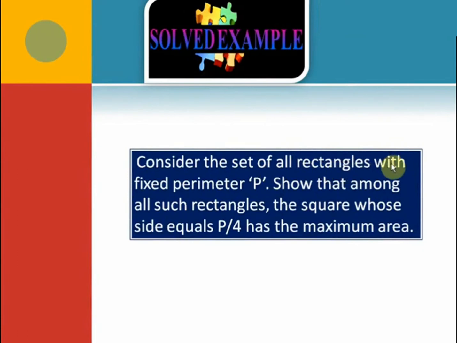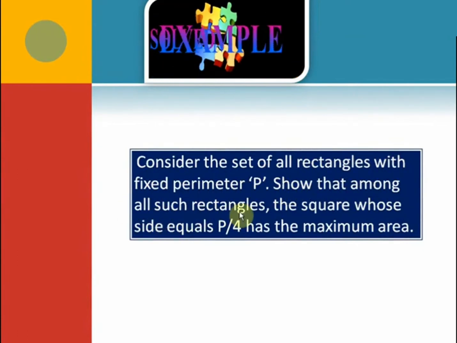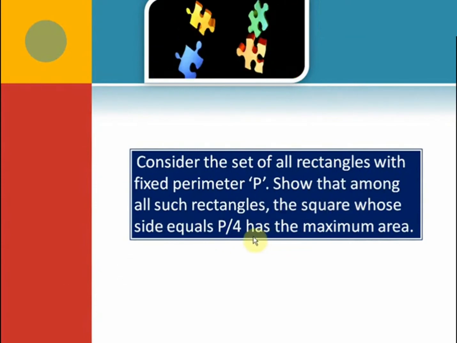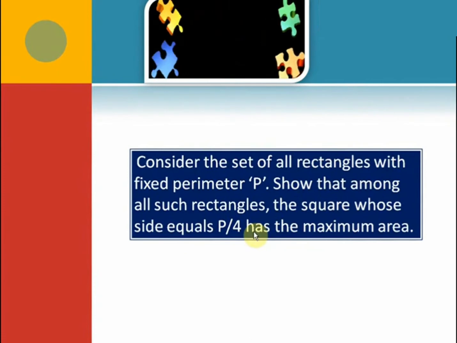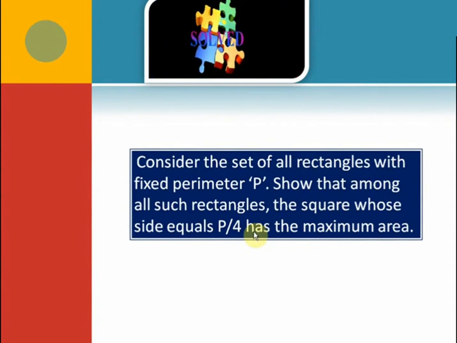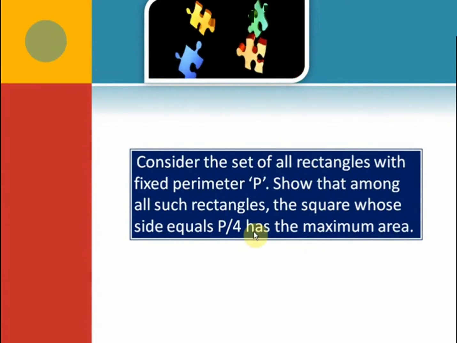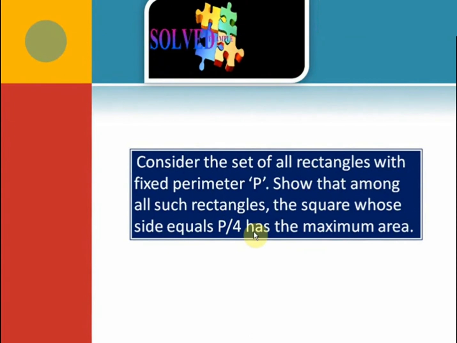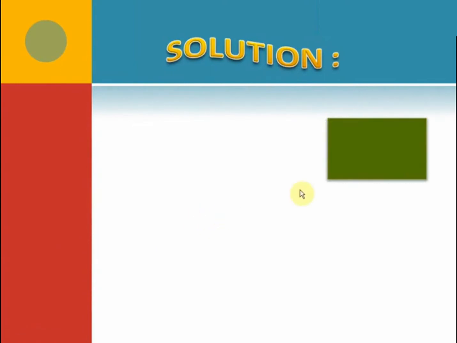Consider the set of all rectangles with the fixed perimeter P. Show that among all such rectangles, the square whose side equals P by 4 has the maximum area. So in this problem, we have to consider the set of all rectangles with a fixed perimeter P, and we have to show that of all these rectangles, the square which has a side equal to P by 4 has the maximum area. So let's try to look at the solution of this.